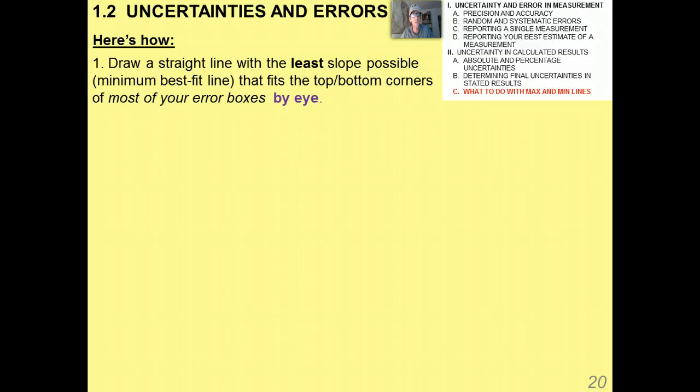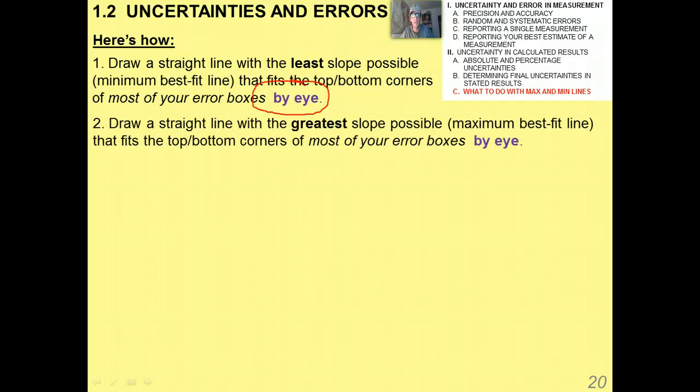Here's how. You draw a straight line with the least slope possible that fits the top and bottom corners of most of your error boxes by eye. And there's a way to do that in Logger Pro that I've already shown you guys. It's by eye. It's your estimation. We might get different answers. If there's 12 of us, we might get 12 different answers with the same data, because it's your estimation by eye.